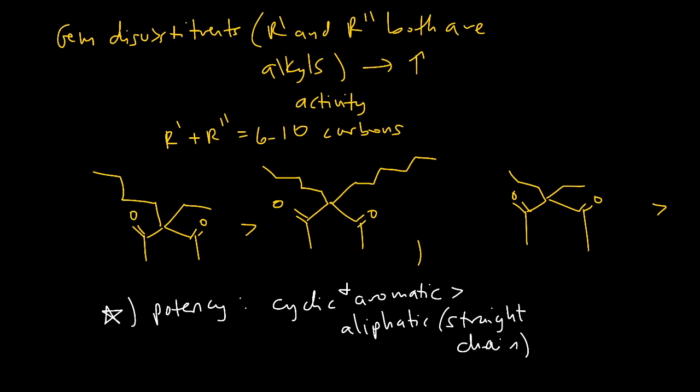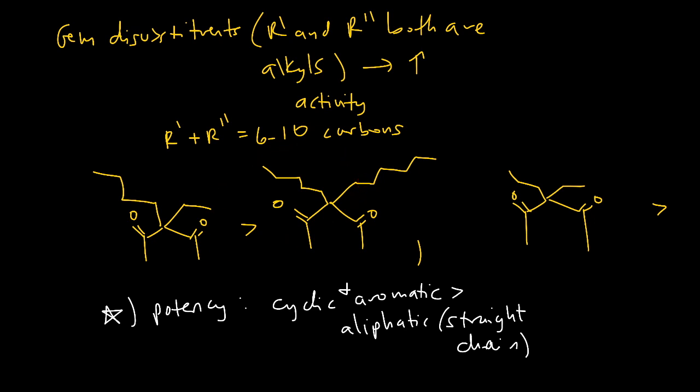Gem di substituents, which means both the R prime and the R double prime positions are alkyls, lead to more activity. So remember, adding more carbons increases the activity because it's more lipophilic. The sum of the R prime and the R double prime carbons has to be 6 to 10 carbons. If it's less than 6 carbons or more than 10 carbons, it can't fit in the receptor. So the optimal sum of R prime and R double prime carbons has to be between 6 to 10 carbons.